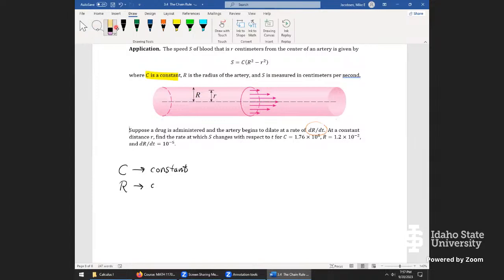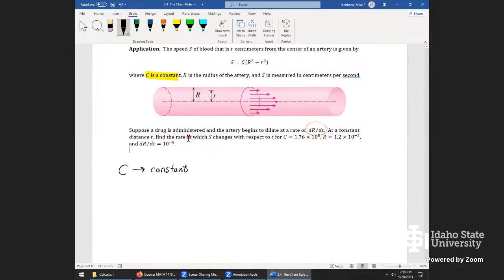Or hang on, I think I made a mistake there. At a constant distance, find the rate at which S changes with respect to time. The artery begins to dilate, that's uppercase R. I don't believe that's constant. R is changing, it's getting bigger and bigger. So that was definitely a mistake. That's just a value we're going to plug in at the end of our answer.